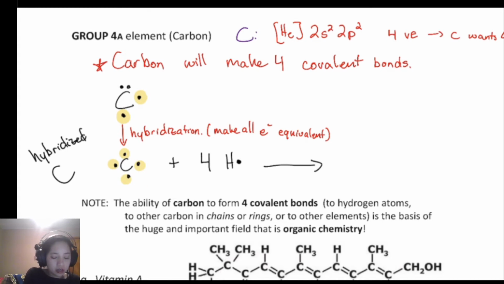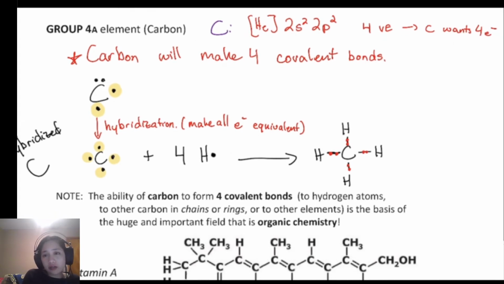We will get something that looks like this, where each bond contains two electrons. One of the electrons came from hydrogen, the other one came from carbon. Each of the bonds has two electrons.